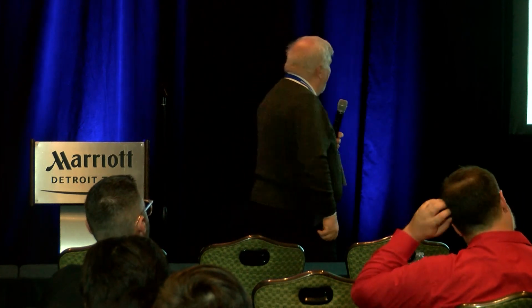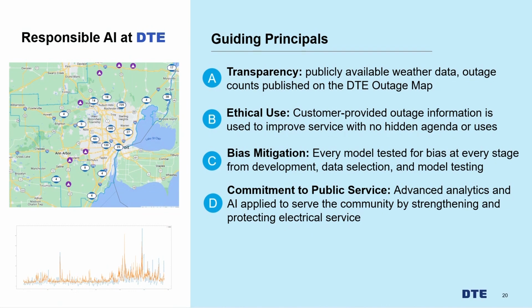Changing gears a little bit. Responsible AI. We've talked a lot about this. This is what a responsible AI looks like at DTE Energy. A couple of guiding principles. Transparency, publicly available data. Anybody can download these data. Maybe a bit of work to make it look good or make it usable, but there's no secret data. There's no internal company information.